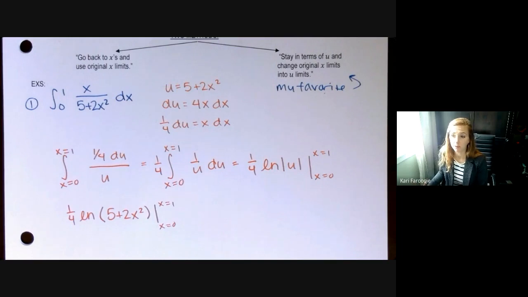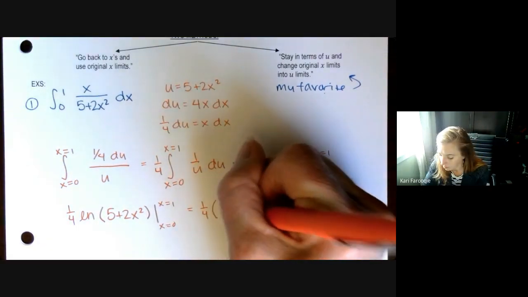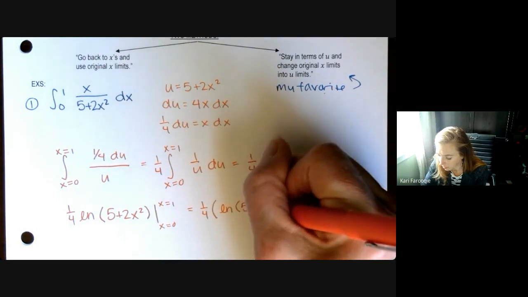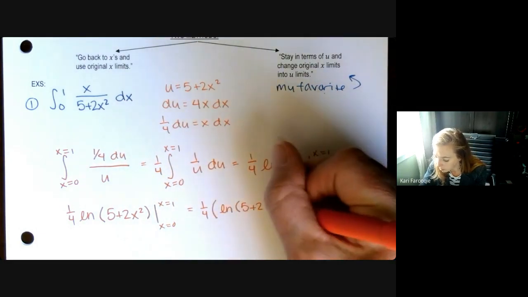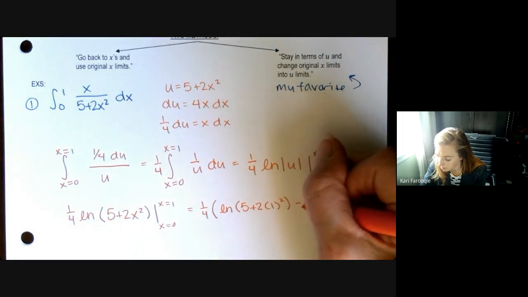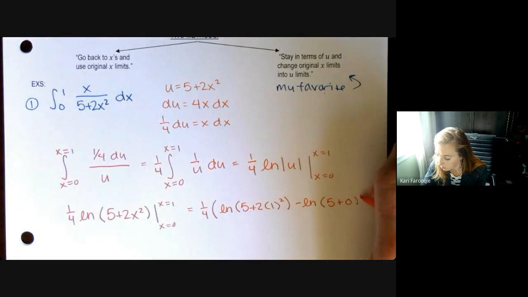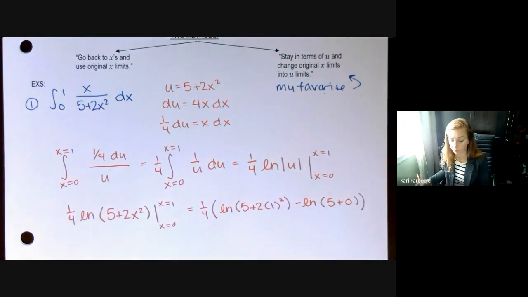Now when I evaluate this from 0 to 1, I'm looking at the same variable. So I can actually evaluate this now. So I have 1/4 times natural log of 5 plus 2 times 1 squared, and then minus the natural log of 5 plus 0. And then we'll just simplify.